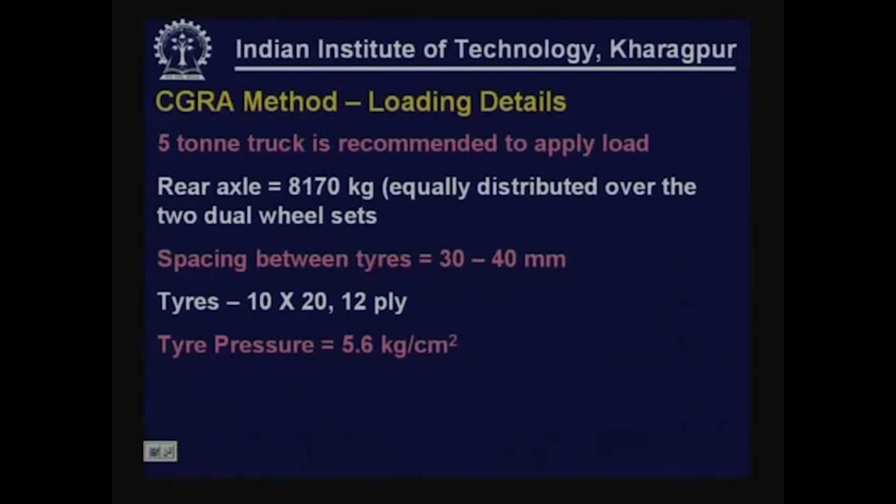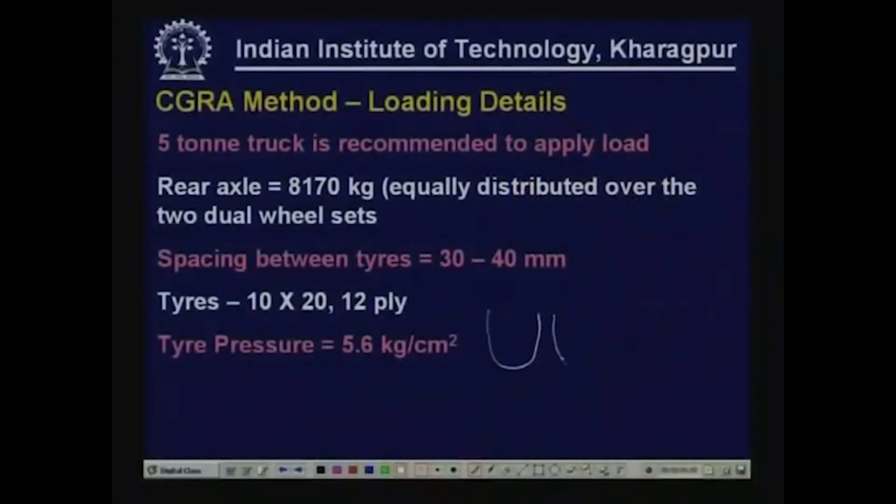This load has to be equally distributed over the two wheel sets. The standard truck that we are going to consider will have two dual wheel sets on either side. So, each one of these dual wheel sets will have to carry 8170 by 2 wheel load approximately. For the spacing between the tires of the dual wheel sets, the clear spacing between these two tires will have to be 30 to 40 millimeters.